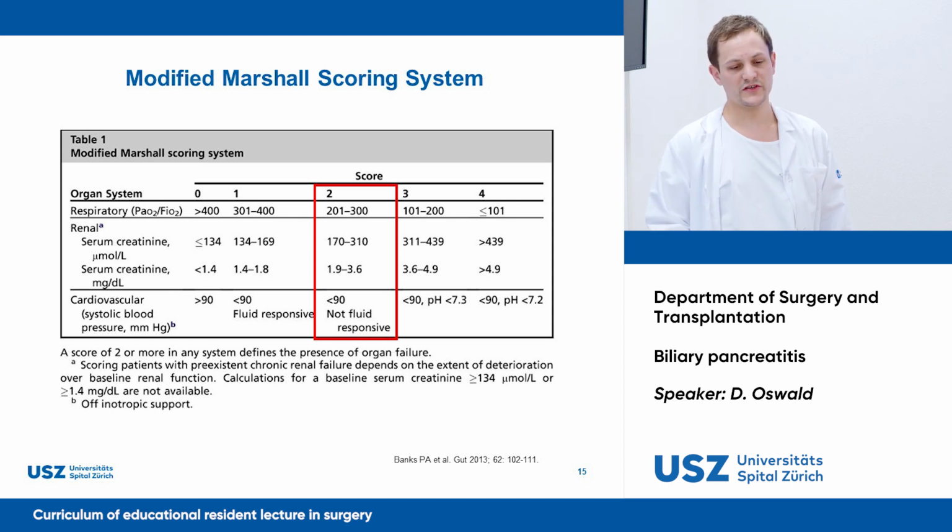So if you've got a respiratory failure, you have the low oxygenation. If you've got a renal failure, it's defined as a serum creatinine over 170. If you've got a cardiac failure, it's a systolic blood pressure lower than 90 that is not fluid responsive.